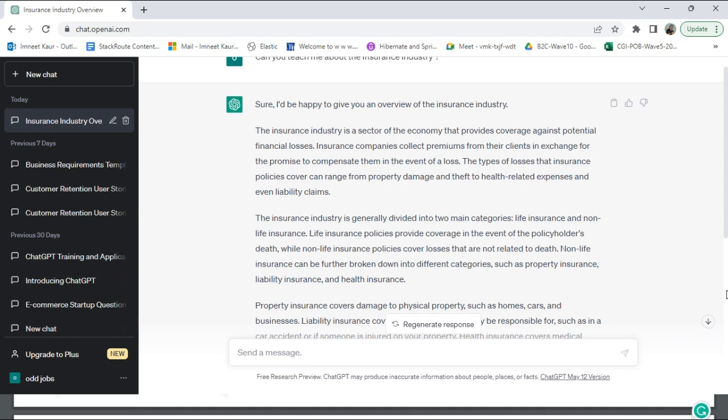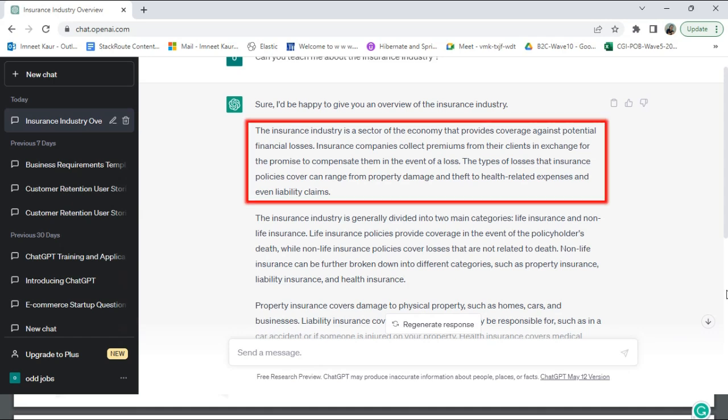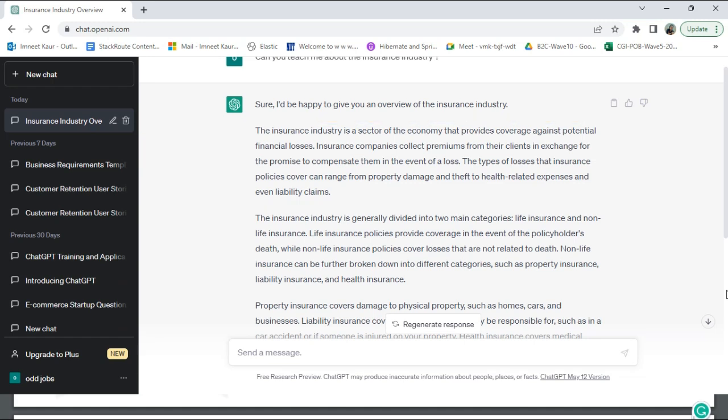So if you see the result, it has given us a good overview of what the insurance industry is all about. It is a sector of the economy that provides coverage against potential financial losses. If you read through it, you will know how it works, the types of insurance, life insurance, health insurance, and so on. The domain analysis or study can also help when you're about to enter the market. For example, let's say you got a job in the insurance industry. Then you will need to know how the industry works, its business structure, and so on.